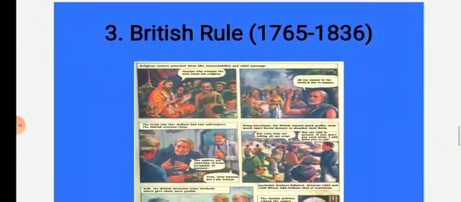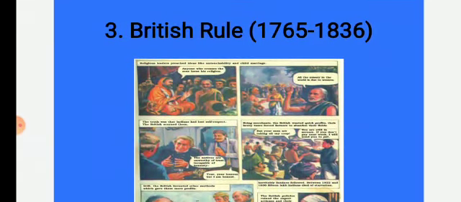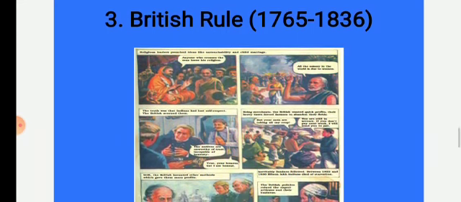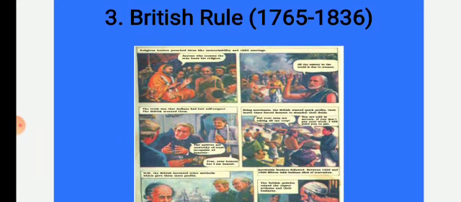Now we move to the third part of this chapter. The third glimpse of the past is British rule, 1765 to 1836. See here in the picture.